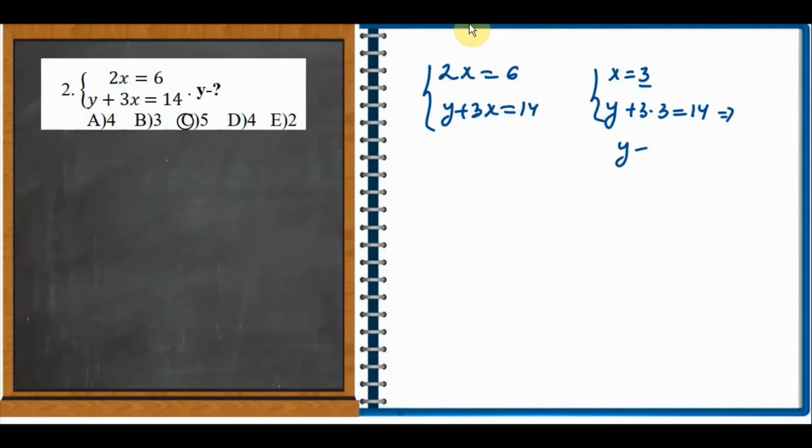Y plus 9 equals 14. Y equals 14 minus 9. 14 minus 9 is going to be 6. Sorry, it's going to be 5. Now, the question asks for y, so 5 is the correct answer.